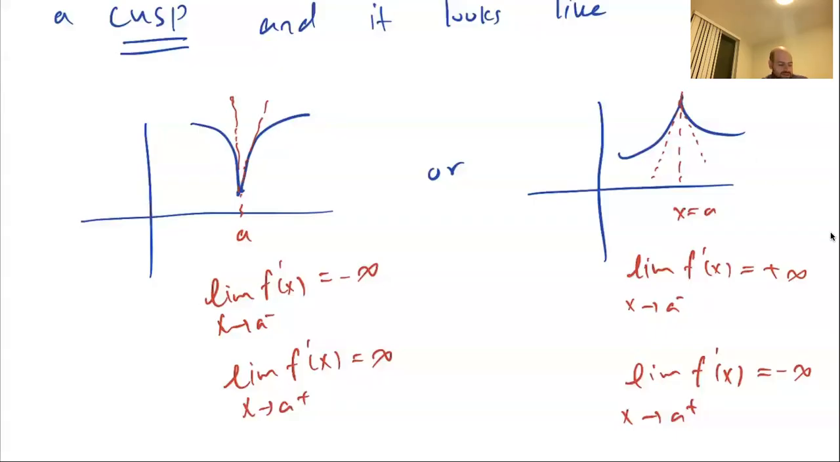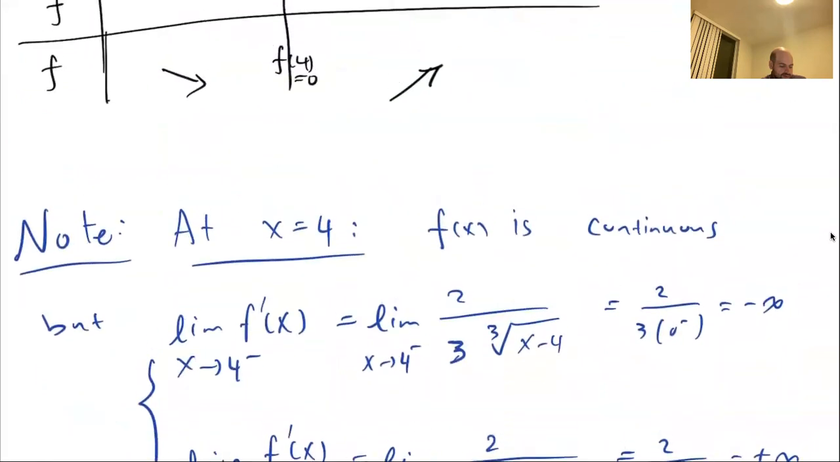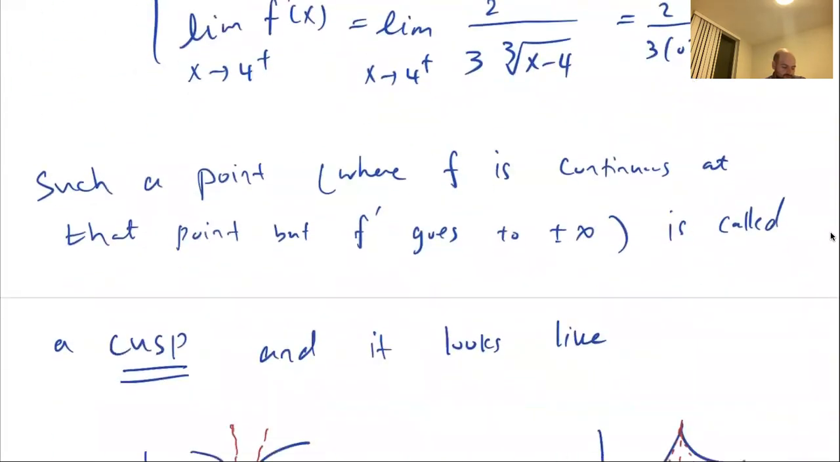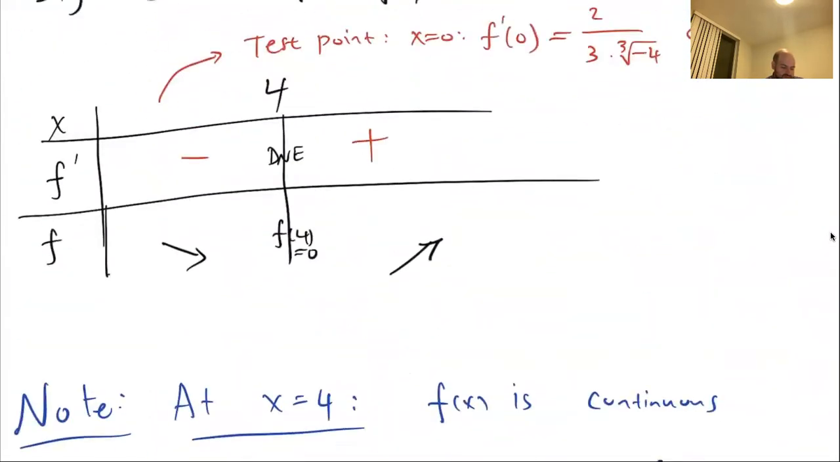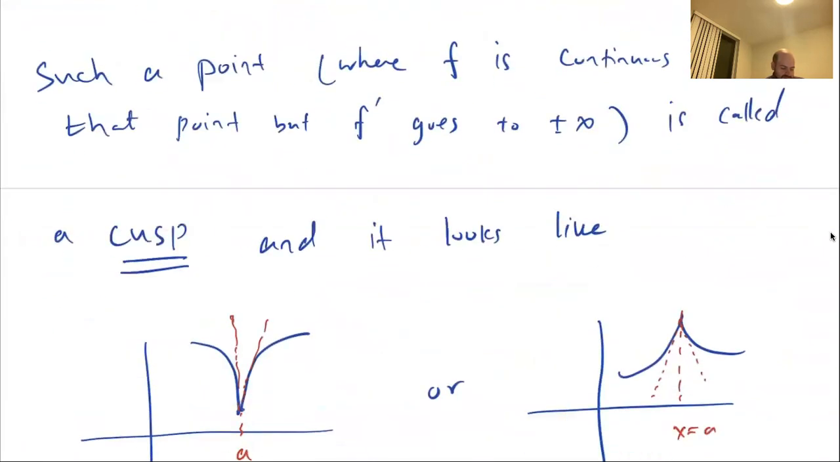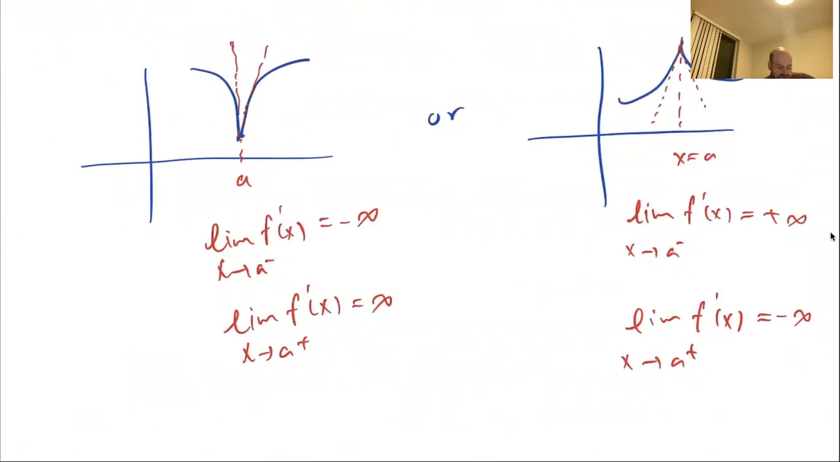Okay, so which one is the case here? Here we had f prime. Before minus 4, we said it's minus infinity, and after 4 it is plus infinity. So we have a picture similar to the first left picture here. Before the point, the derivative is minus infinity, and after the point, the derivative is infinity.